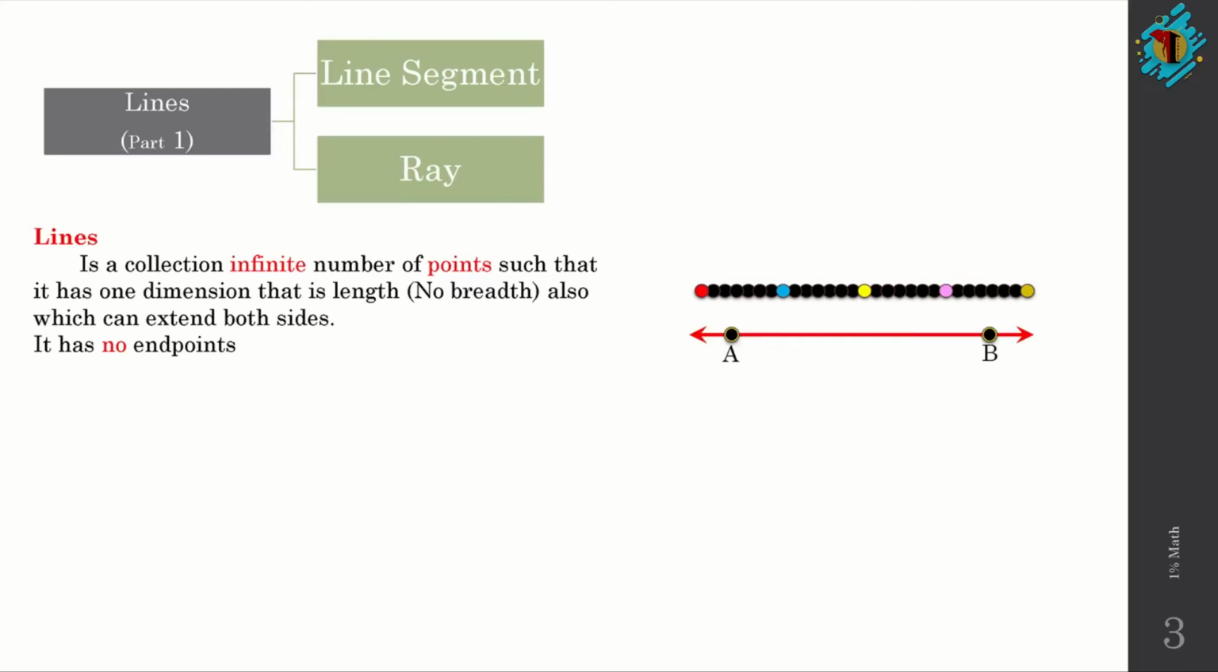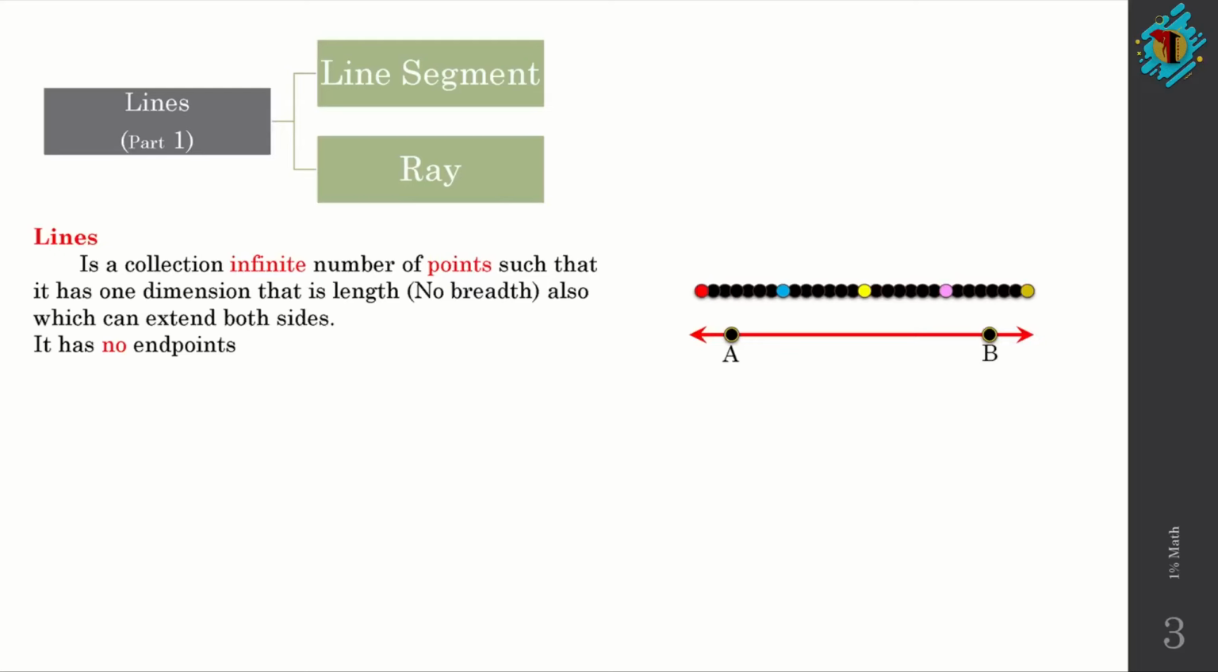You can see here this line is AB and its ends are arrows, right? That means this can be extended in both the directions. In the definition you can see it has no end points. That means this line can be extended in both the directions.